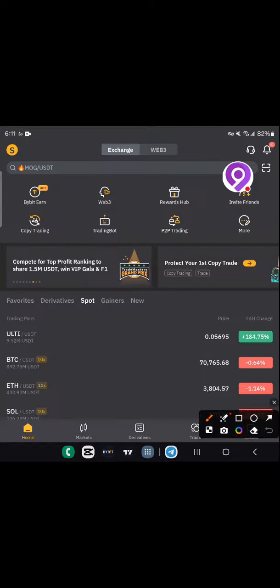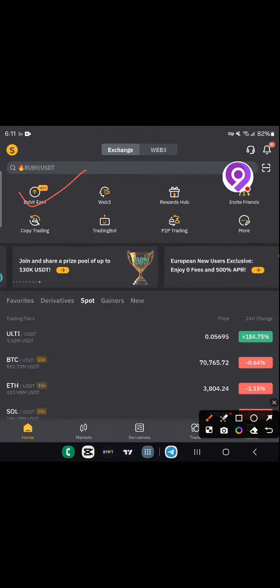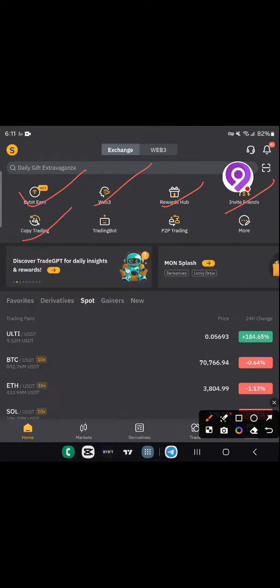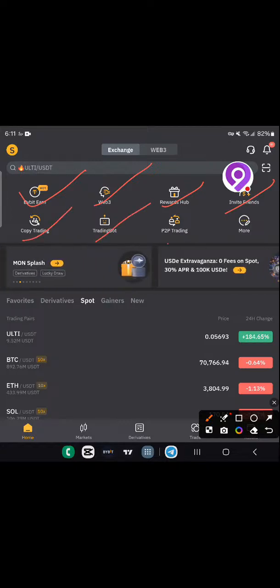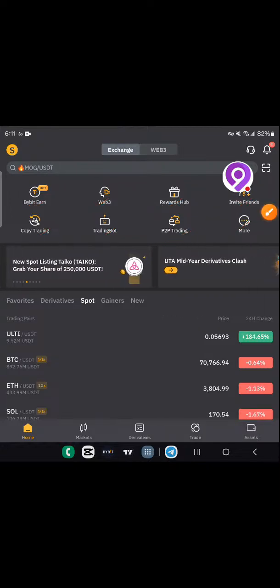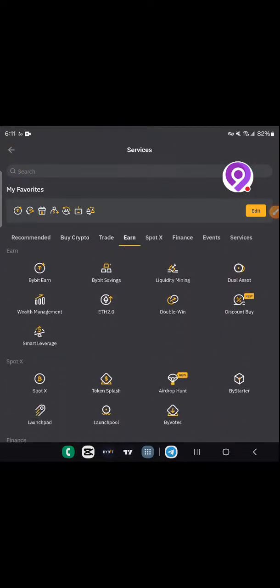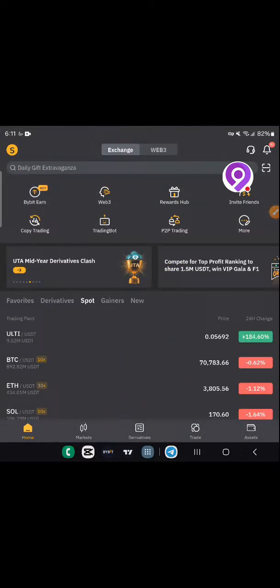So we have this Bybit N, Web3, reward hub, invite friends, copy trading, trading robot, P2P trading, then more. Okay. If you want to see more functionalities, then you have to click on more. Then it will probably show you other features. So we can explore all these later. But I'm just trying to explain the home page for you.